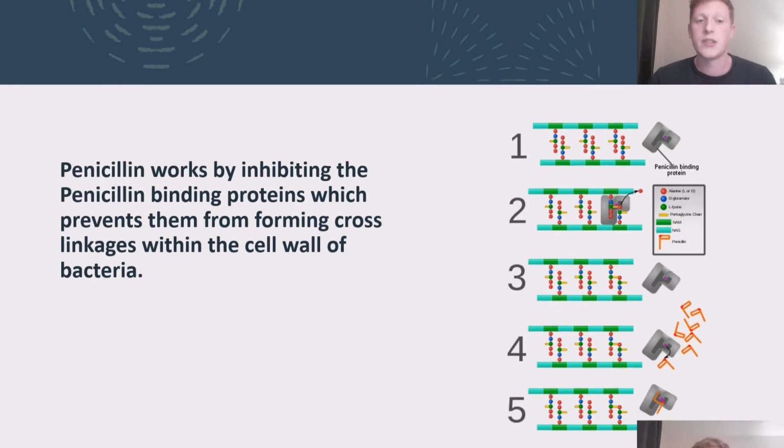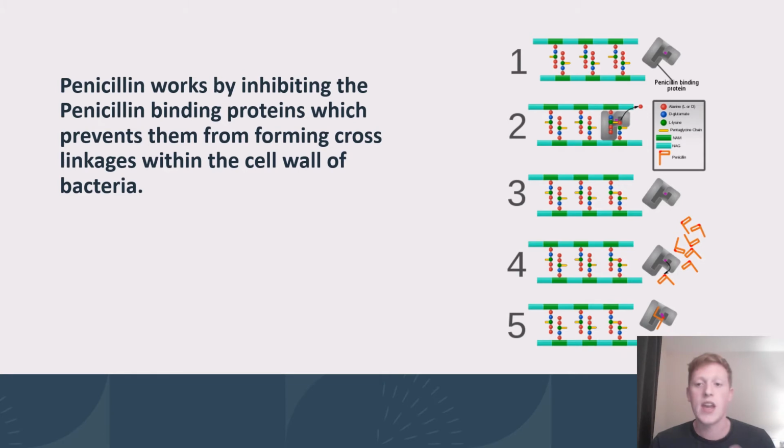Penicillin is an antibiotic in a group called beta-lactam antibiotics. And these antibiotics bind to the penicillin binding protein. And this penicillin binding protein creates peptidoglycan cross-linkages which reinforce the cell wall. When the penicillin binding protein is bound by penicillin, it is deactivated, causing these peptidoglycan cross-linkages to not form.